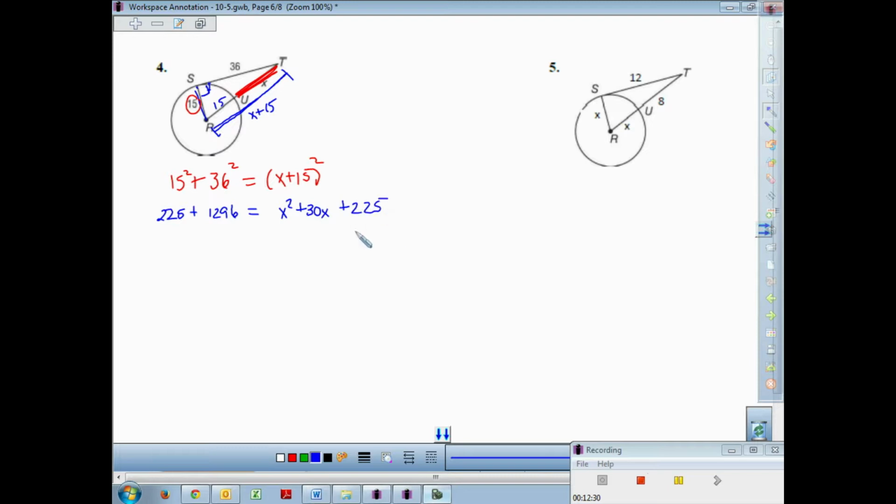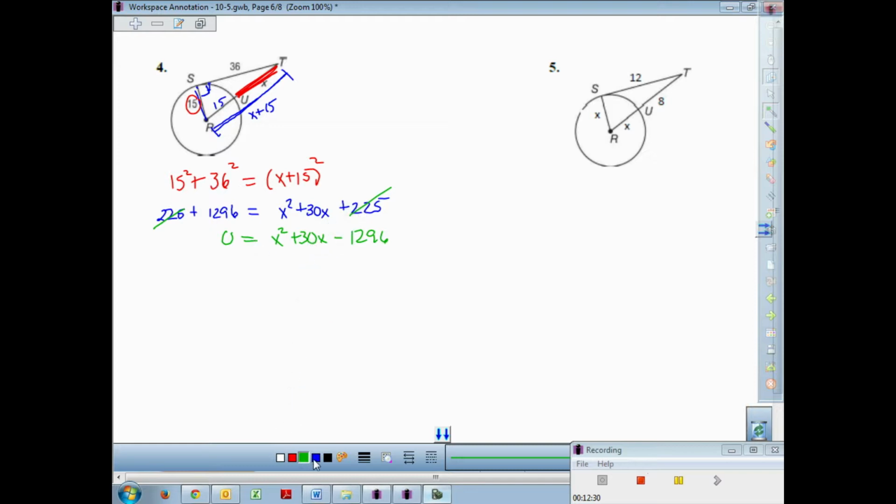So here we have a quadratic equation. We need to get it equal to 0 before we can solve it. So I'll subtract all this stuff over, and watch this. The 225, when you subtract it away from 225, is 0. And you still have to subtract the 1296 over, so 0 will equal x squared plus 30x minus 1296. Notice the 225s subtracted out to be 0.